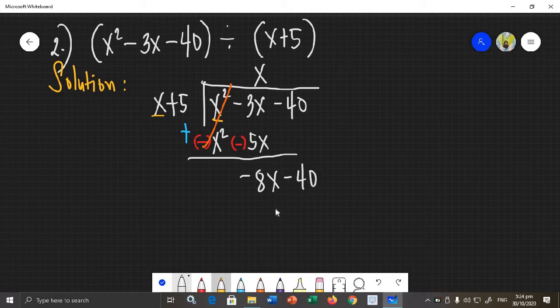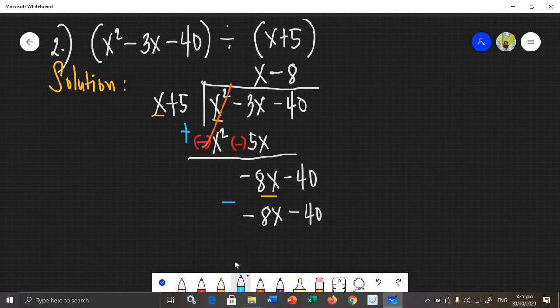And then, again, repeat the process, no? So, negative 8x, the first term here, we need to divide it by the first term in the divisor. So negative 8x divided by x, the answer is negative 8. And then the negative 8 in the quotient, we need to multiply it to both terms in the divisor. So negative 8 times x, the answer is negative 8x. And then negative 8 times 5, the answer is negative 40.